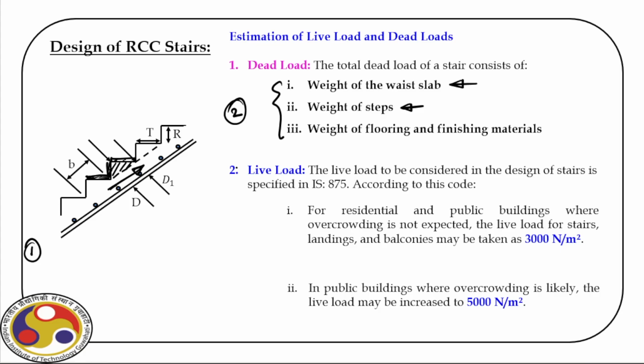Beyond that, we have live load for a slab, and for live load again, we have IS 875 that provides us the live load that we should consider. And again, for residential buildings, we consider normally 3 kilonewton per meter square, and for public buildings where we have overcrowding, there we consider 5 kilonewton per meter square.